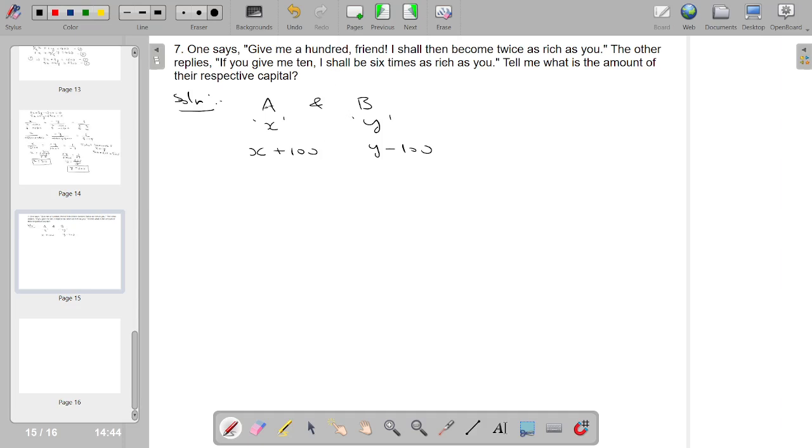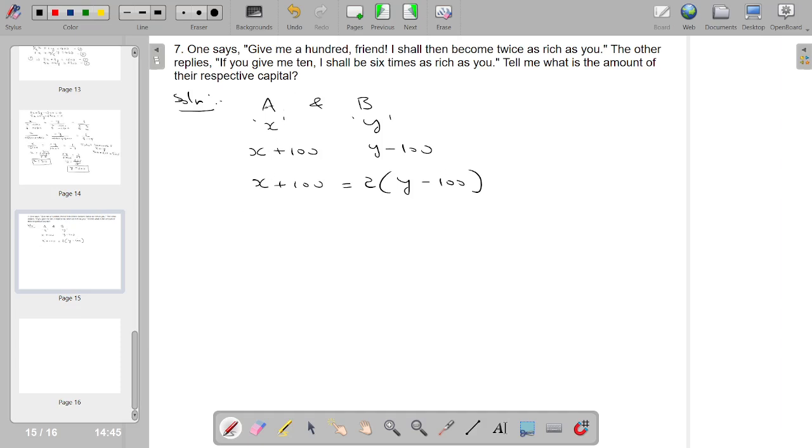So what A says is, if you give me 100 rupees, I shall then become twice as rich as you. That means X plus 100 is twice as big as Y minus 100. That's what person A is saying. X plus 100, the amount A has, is twice as rich as person B if you give 100 rupees to him. This is one equation.